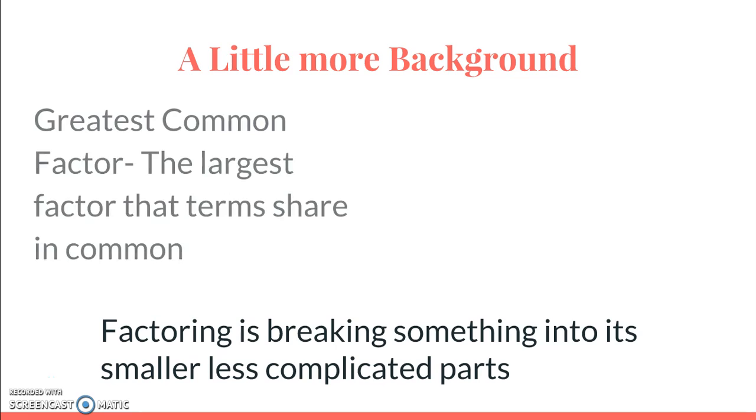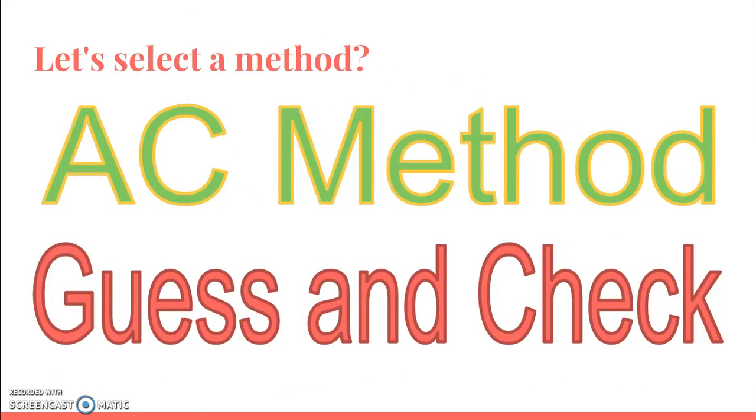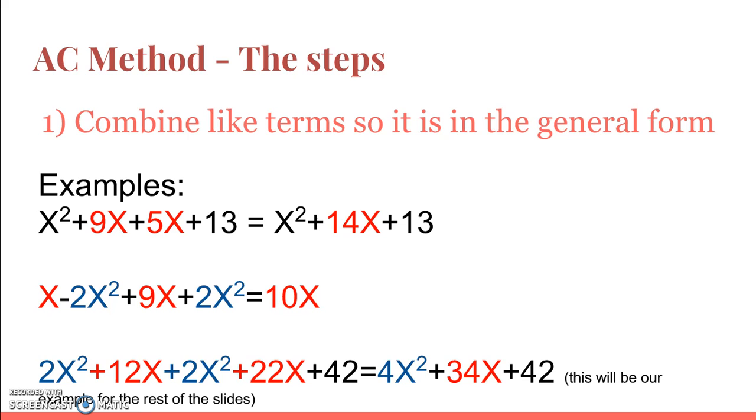The other things we want to remember and pull from are the greatest common factor, which is the largest factor that terms share in common, and the FOIL method that we went over previously is going to come in helpful here. So the 2 methods we're going to go over today are going to be the AC method and guess and check. For the AC method, we want to start by combining like terms and putting it into general form.